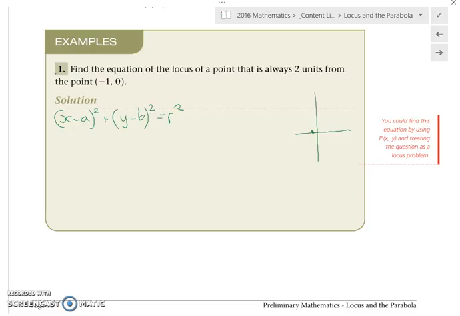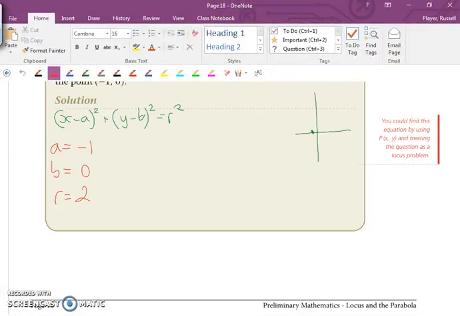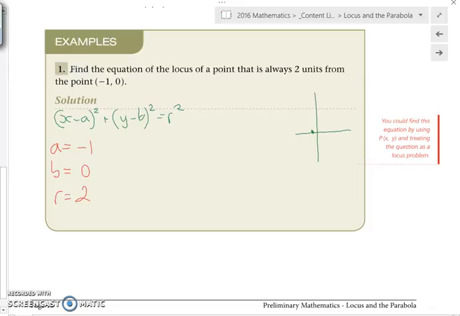Next thing I'm going to do is write down what I know. Do I know what a is? Do I know what b is? Do I know what r is? Yes, I do. And now I just substitute in. So I've written down the formula, and I've written down what I know. These are cool because we're getting back to just simple algebra. I'm going to substitute in. Now I didn't have to write the minus 0 next to the y. I could have just gone y squared.